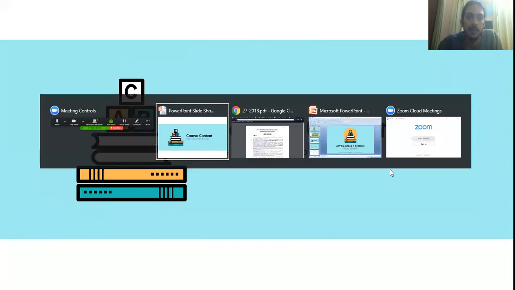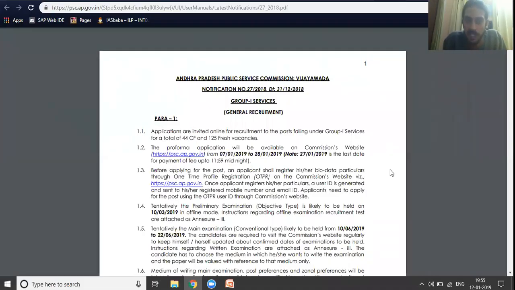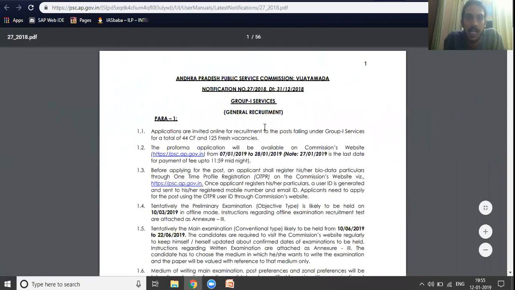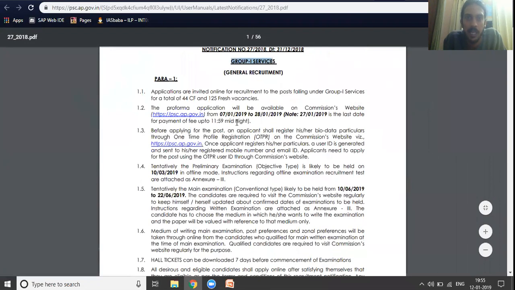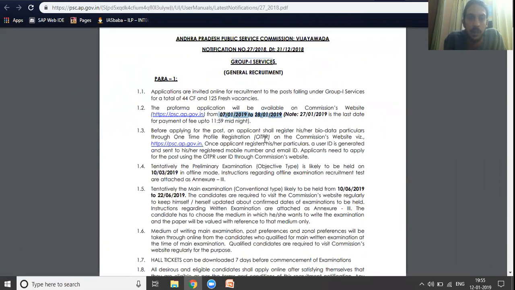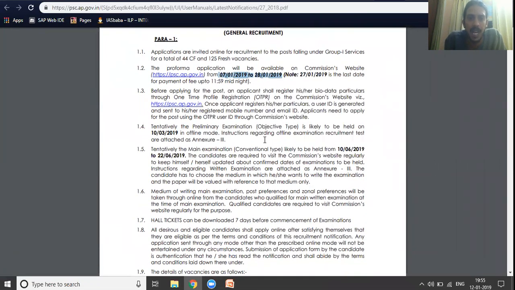So here, let me take you to the official website, that is appsc.gov.in. And here we have the recruitment for Group 1 services. All right. And the last date to apply would be on 28th of January, right? This month, January, would be the last date. And it says that tentatively the prelims is mostly to be held on 10th of March in an offline mode.